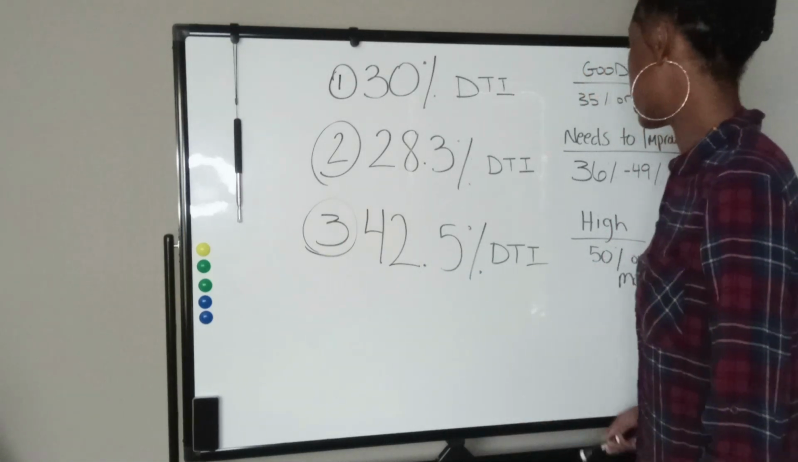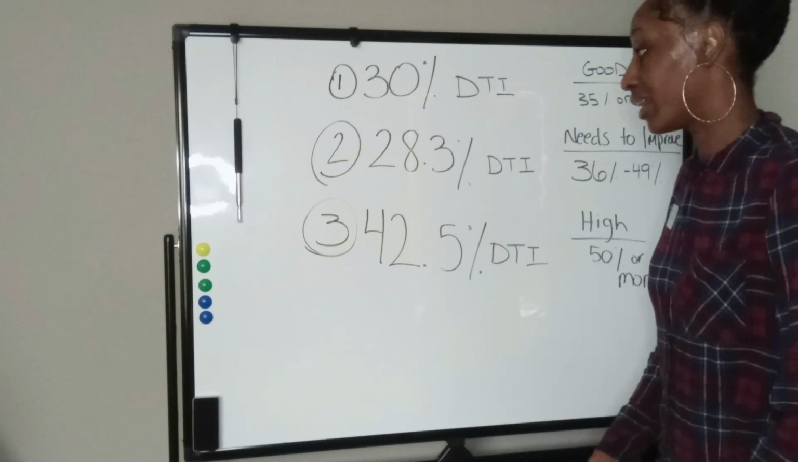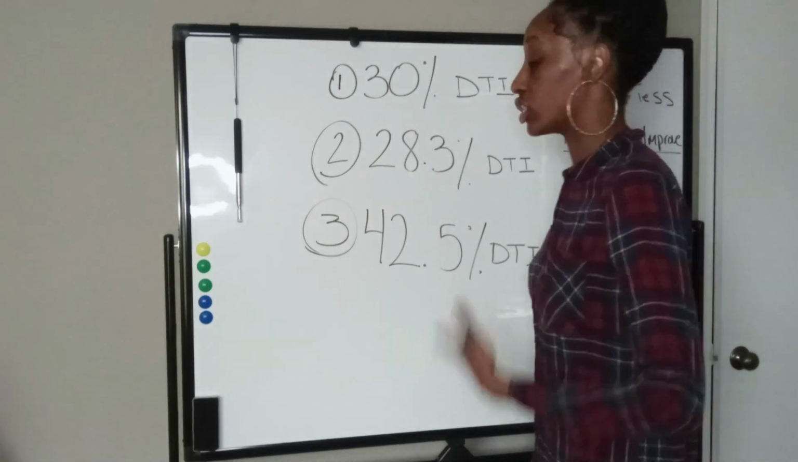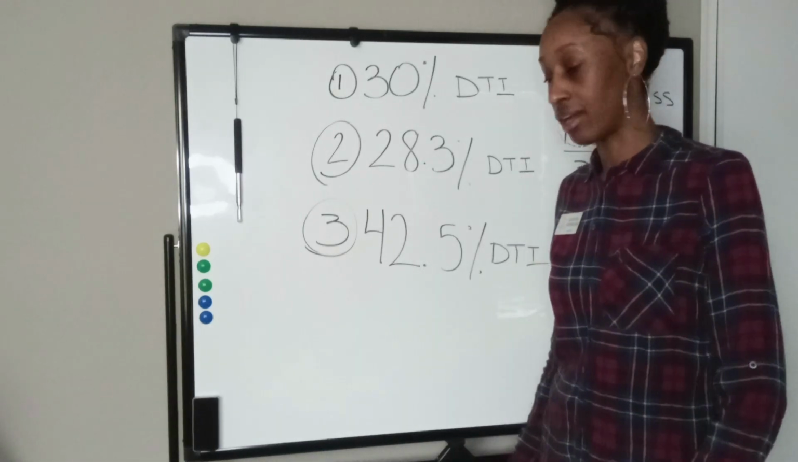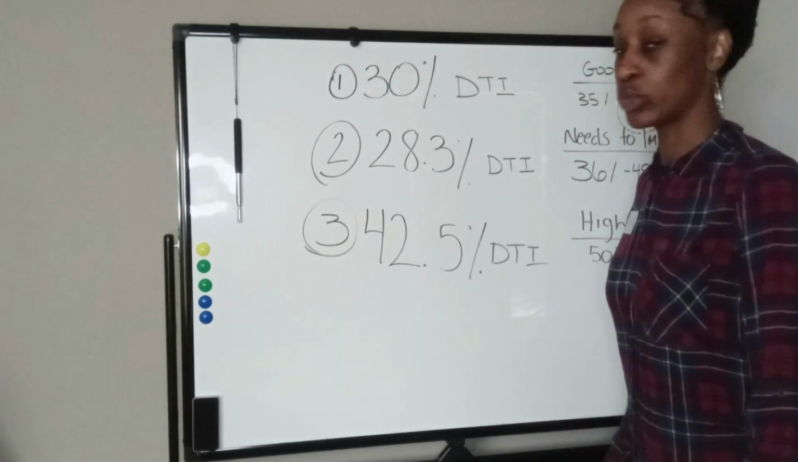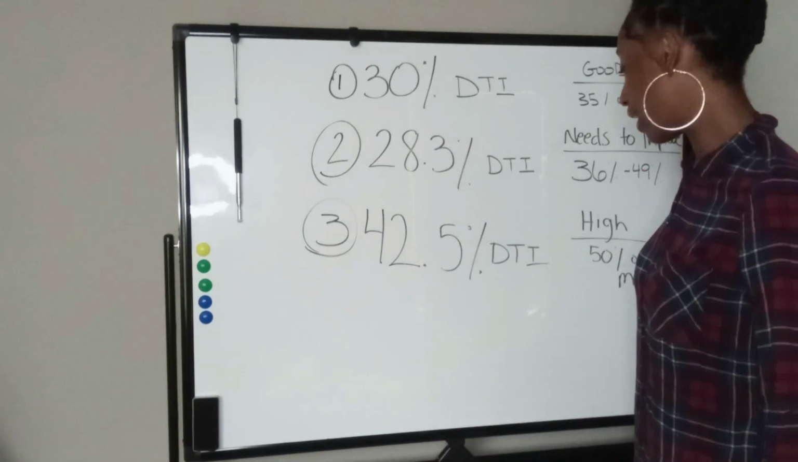You want to have your DTI at 35% or less. Again, this is what the lenders look at to determine whether or not they will lend you money, because they're just not sure if you'll be able to pay it back. So this is why they look at your DTI.